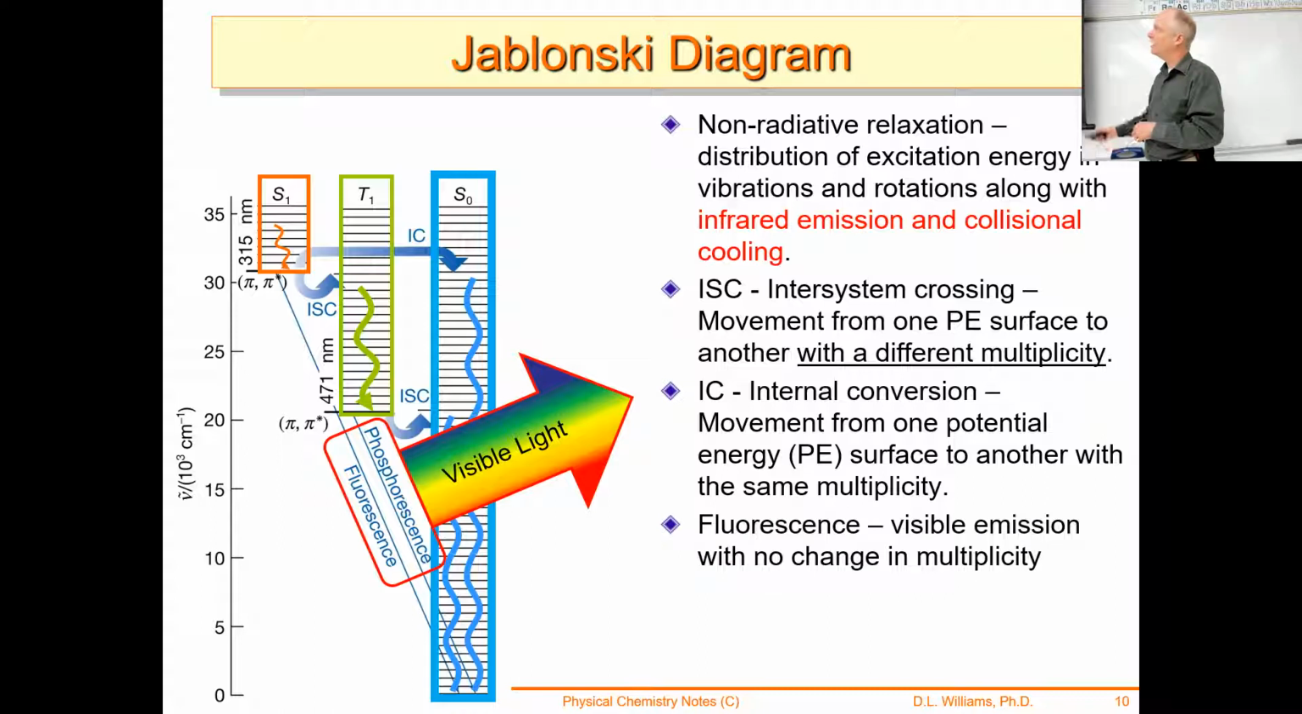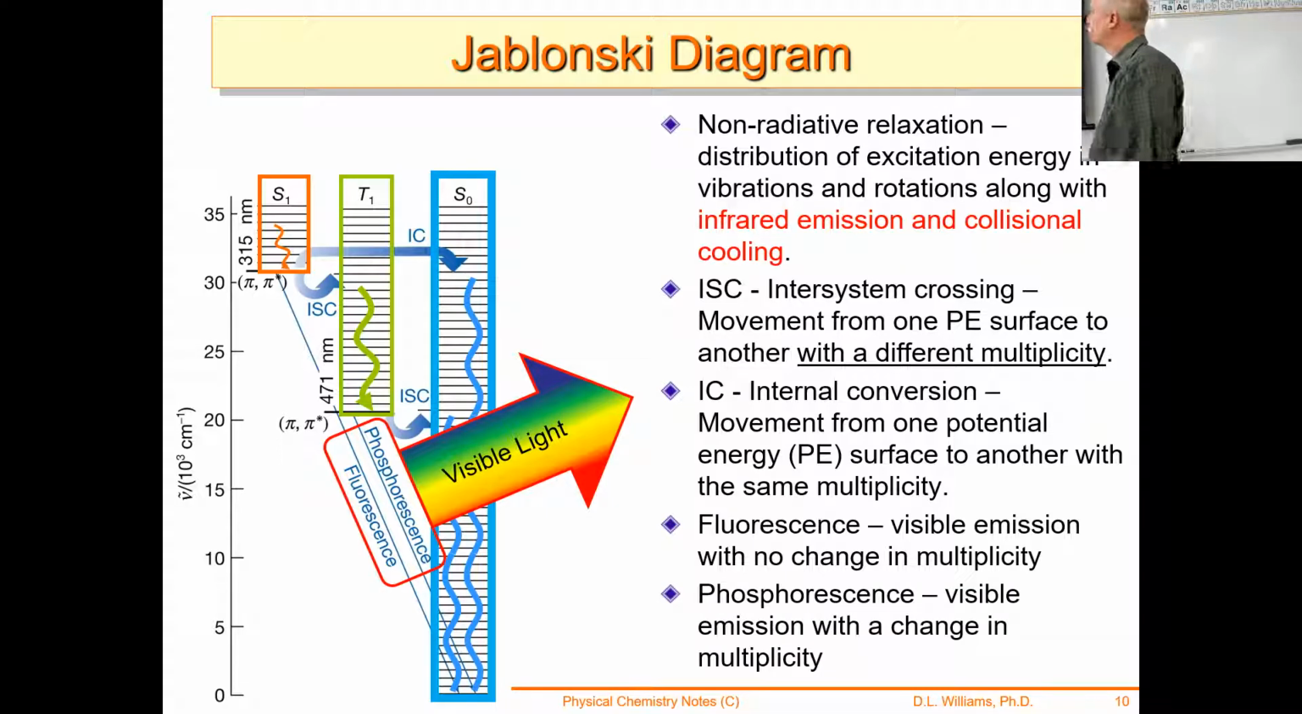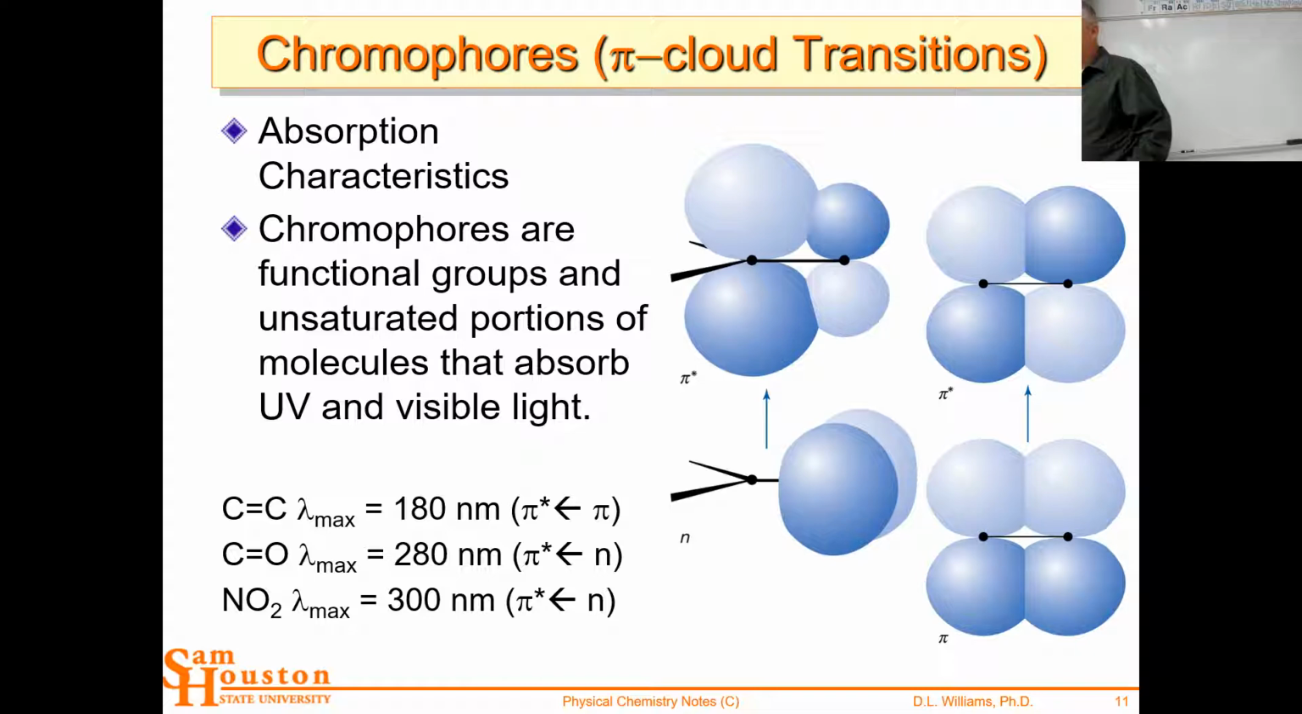So that's the Jablonski diagram there on the left, and that's what's going on. When we draw the little wiggles, we mean non-radiative relaxation. When we draw straight arrows, we mean light, either absorbed or emitted. And then the chromophore stuff's pretty straightforward. I'll talk about the colors next time. So have a good day.